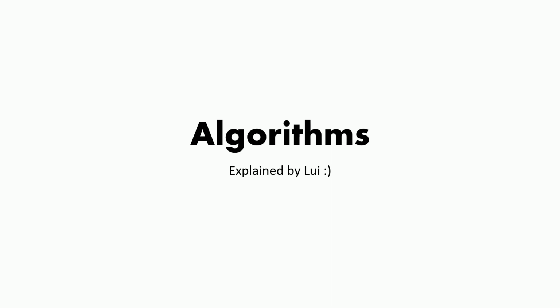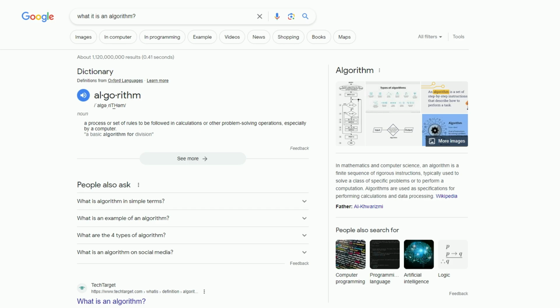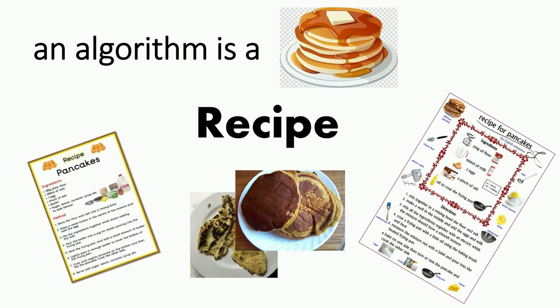Algorithms, explained by me. What is an algorithm? Google describes an algorithm as a process or set of rules to be followed in calculations or other problem-solving operations, especially by a computer. In simpler terms, an algorithm is a recipe.